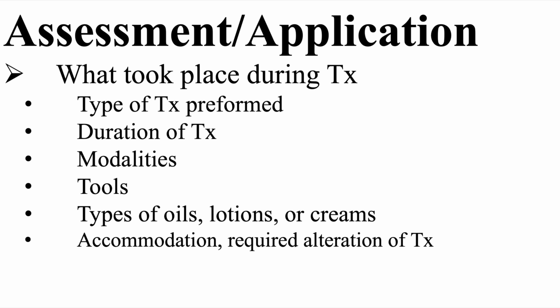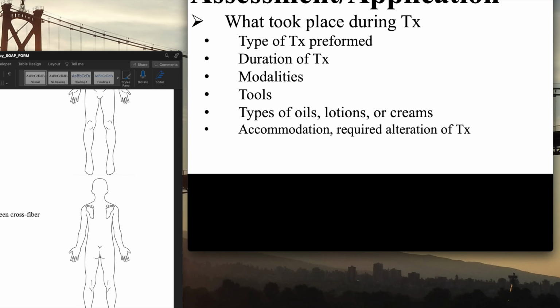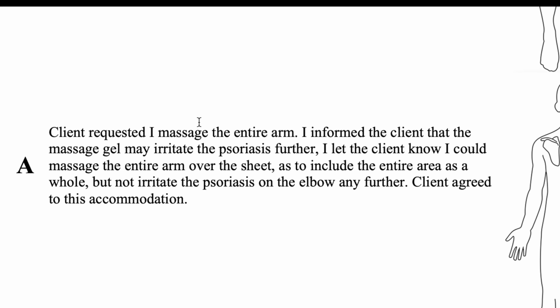If the client had any accommodations that required you to alter the application of the massage, perhaps the client has a psoriasis flare-up on their elbow, but still requests for you to massage the area. You can then describe how you treated this area. For example, client requested I massage the entire arm. I informed the client that the massage gel may irritate the psoriasis further. I let the client know I could massage the entire arm over the sheet as to include the entire arm as a whole, but not irritate the psoriasis on the elbow any further. Client agreed to this accommodation.